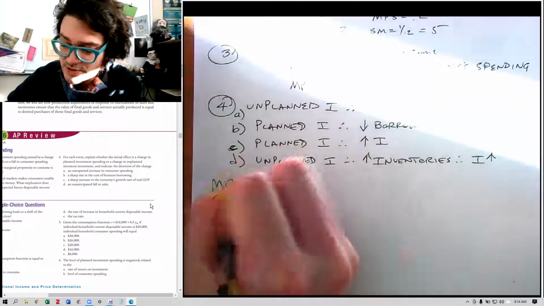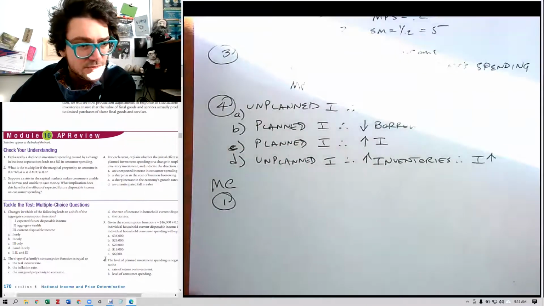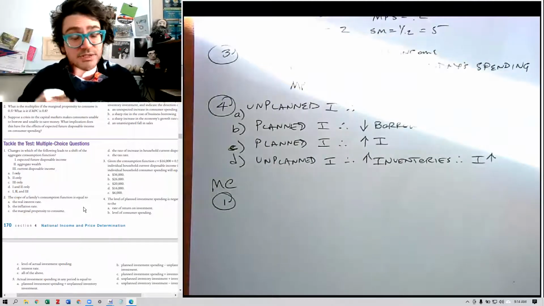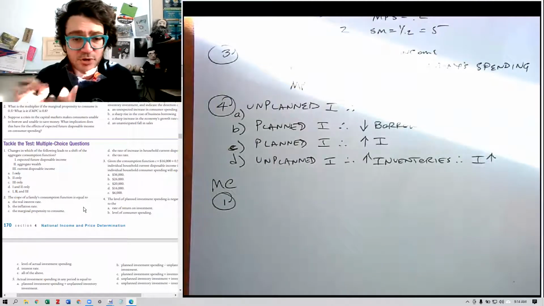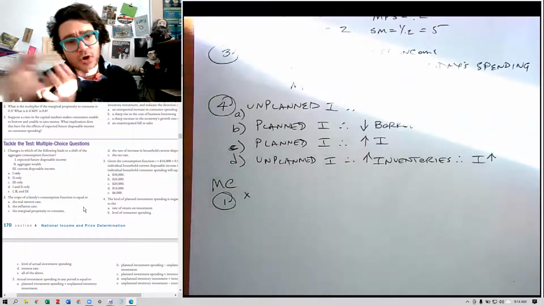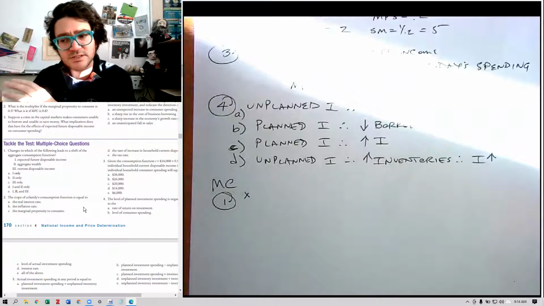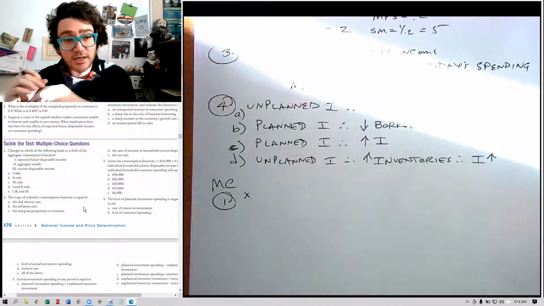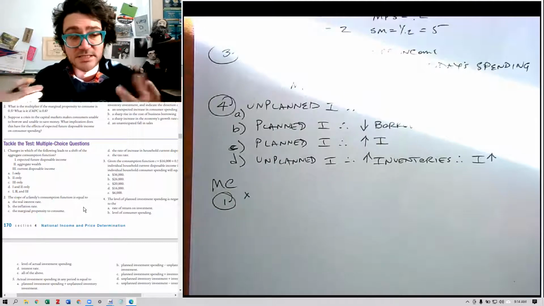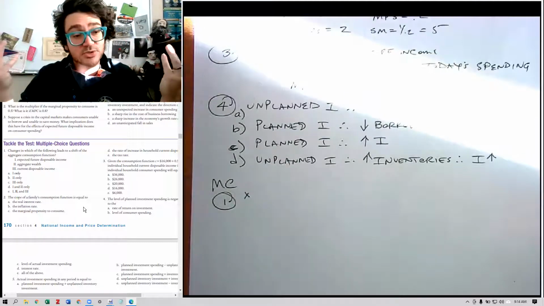Let's see, multiple choice number 1. Changes in which of the following lead to a shift in the aggregate consumption function? So again, this is not going to appear on the quiz, so I'm going to put a little X with this one. But what would cause people to increase their consumption spending at all different levels of their income? That's what the consumption function relates: your consumption and your disposable income.